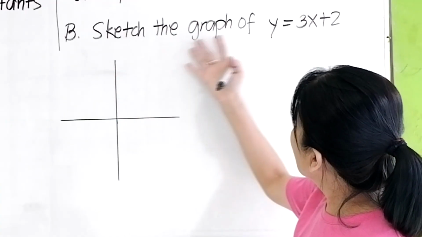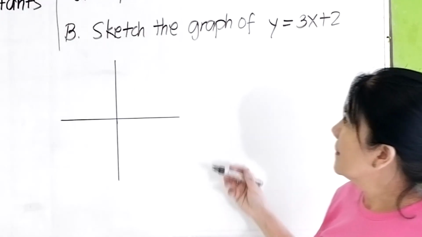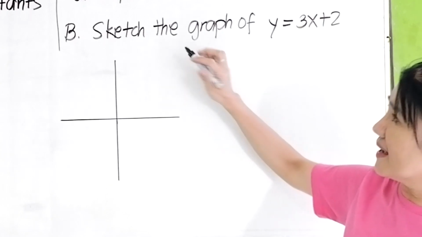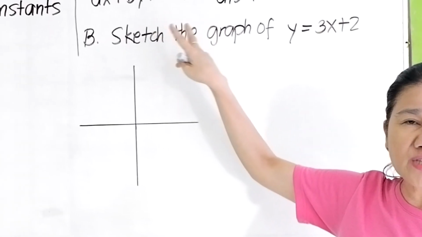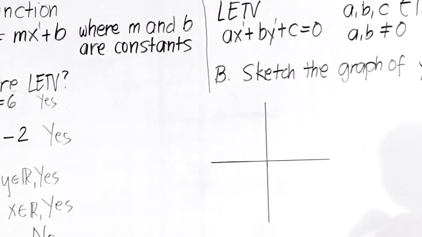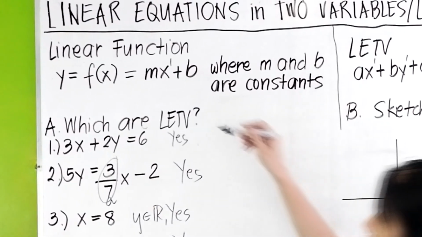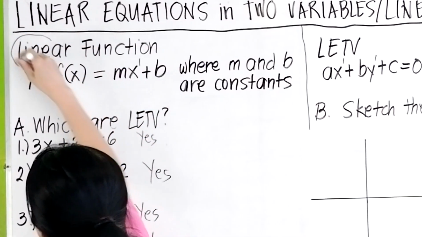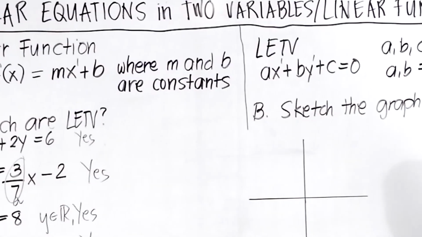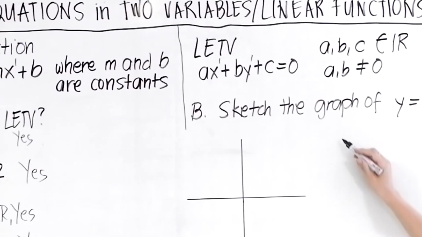Sketch the graph of y equals 3x plus 2. Always remember that the graph of a linear equation in two variables is a set of points that lie on a line. Remember, the root word here is the word line. So if it is linear, when you graph it, you will have a line. So, how do you graph this?